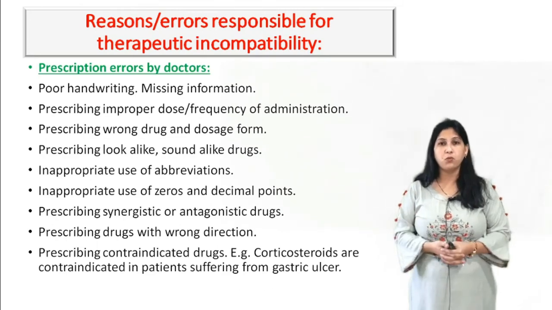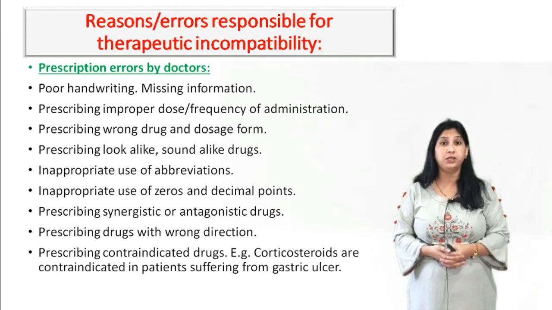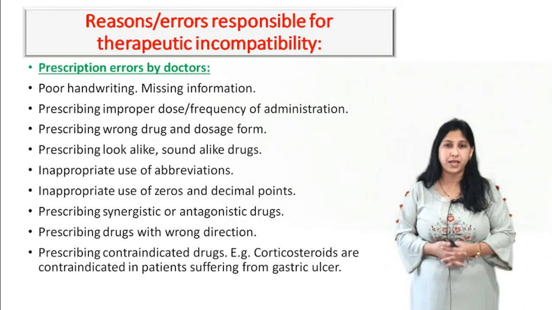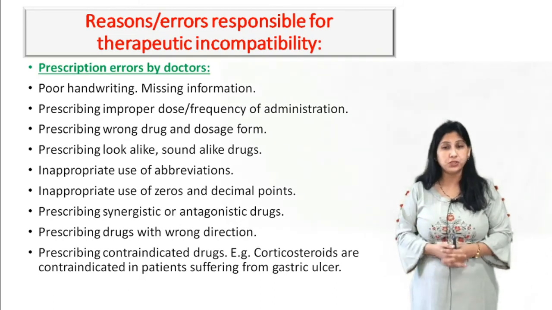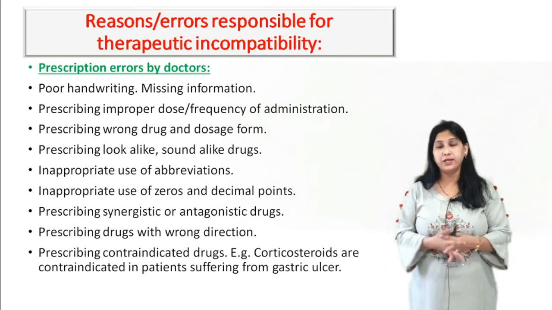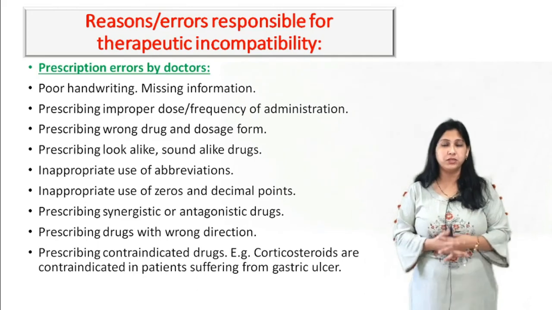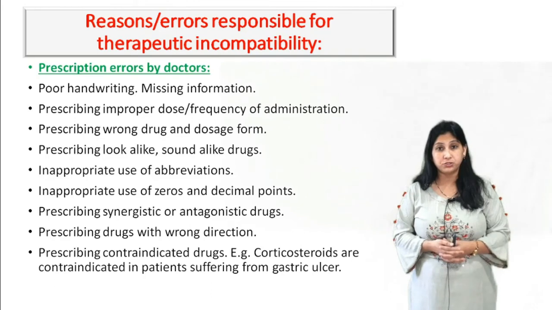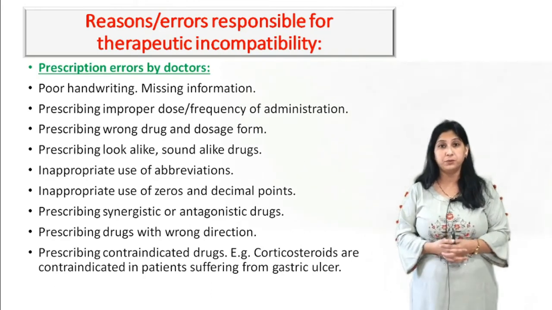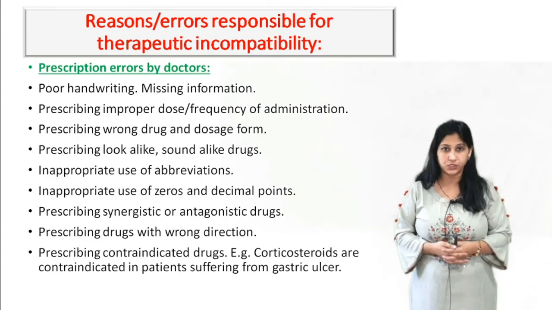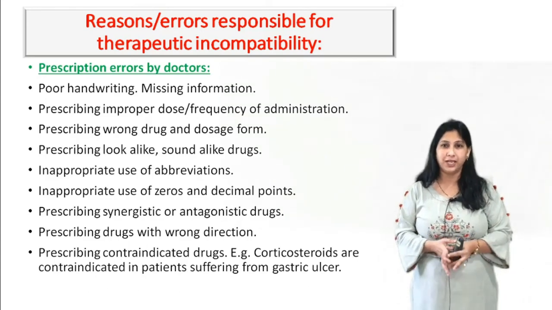So what are the ways to avoid therapeutic incompatibility? One, proper storage as per the labeling conditions mentioned on the drug product. Second, patient compliance with the prescribed dose regimen. And regarding prescriptions, the physician must take precaution while writing the prescription to avoid any prescription error, and the pharmacist must be vigilant while reading the prescription to check for any error, and in case of any error the prescription must be referred back to the physician for correction. So that is all about therapeutic incompatibility.